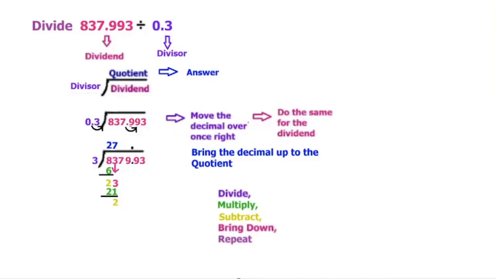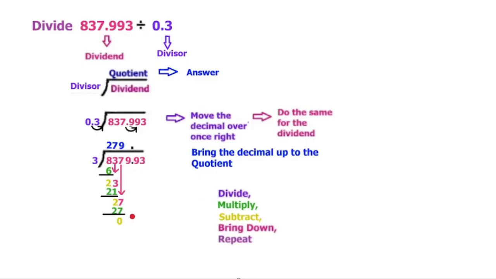Now we bring down. We bring down our 7 to meet the 2. And now we repeat, right? So now we're going to divide. 3 goes into 27. How many times? It goes in 9 times. So now we multiply. 9 times 3 is 27. Now we subtract. 27 minus 27 is 0.